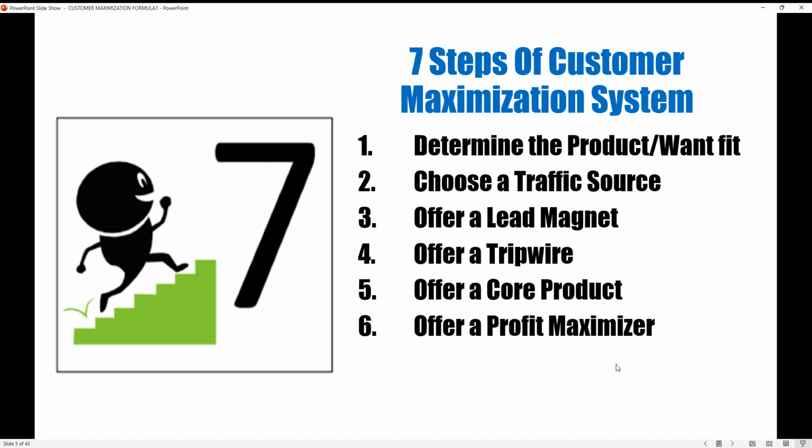Number 6, you have to offer a profit maximizer. We're going to discuss what exactly that is and what part it plays, where that is in your funnel. And then number 7, you have to create the return part. You want the customer to come again. You want somebody who bought from you today to buy again from you tomorrow.